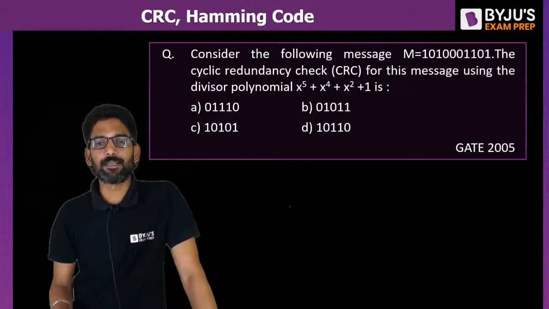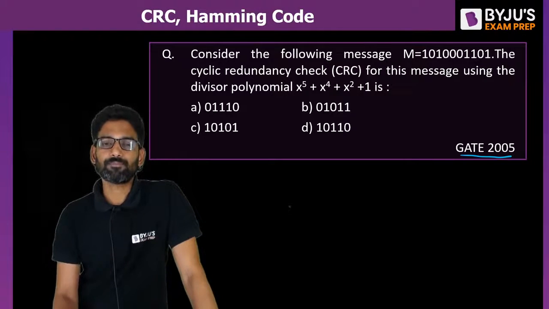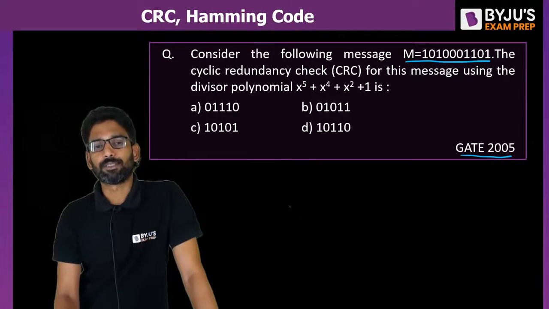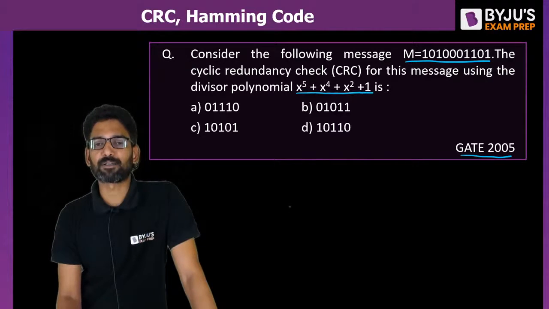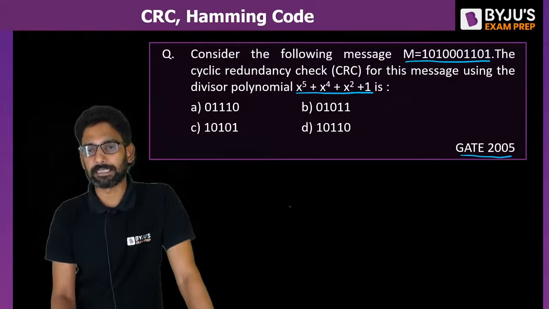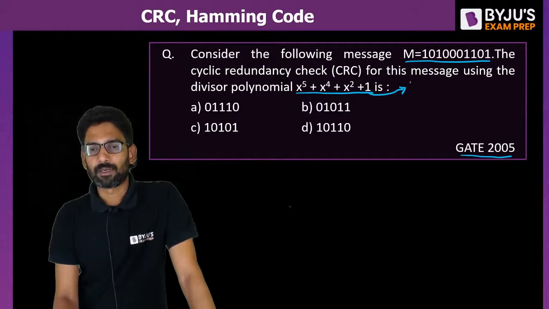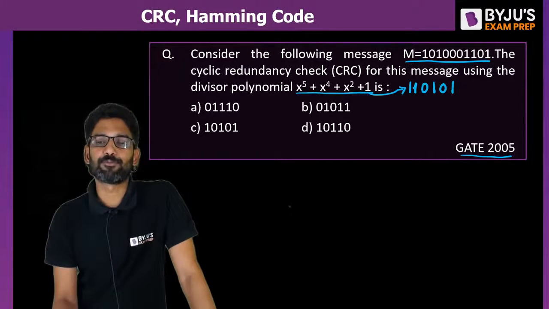Now let's see some previous questions. This is a 2005 GATE question. Consider the following message, m equal to so on. The CRC for this message using divisor polynomial x power 5 plus x power 4 plus x square plus 1 is. Let us calculate it in binary form. It is 1 into x power 5 plus 1 into x power 4 plus 0 into x cube, 1 into x square, 0 into x power 1, 1 into x power 0. So this is the binary form of the divisor.